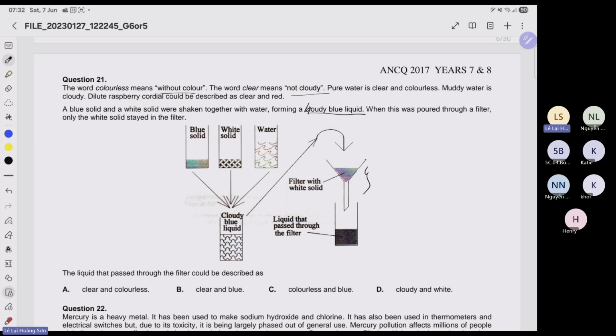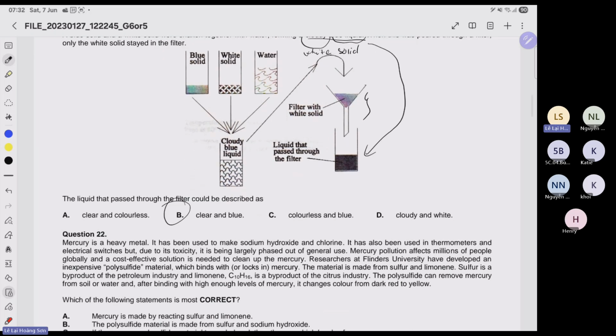The white solid makes the solution cloudy. Through the filtration, you eliminate all the white solid, so you just have the blue liquid. So it's going to be clear. It's not cloudy anymore because you eliminate everything that makes the solution cloudy when you let it go through the filtration system. It's going to be clear and blue. So it's B. Question number 21 is B.